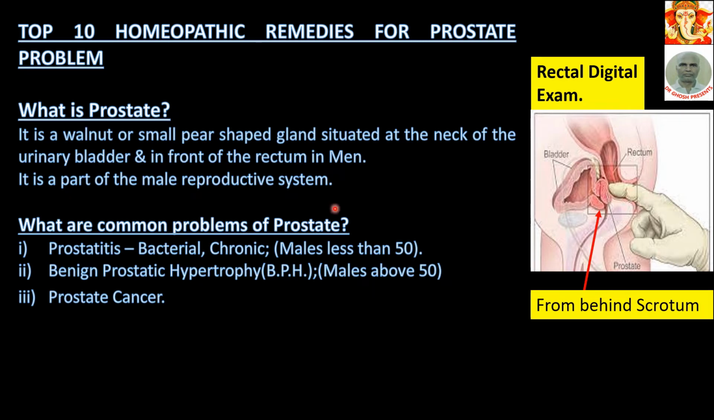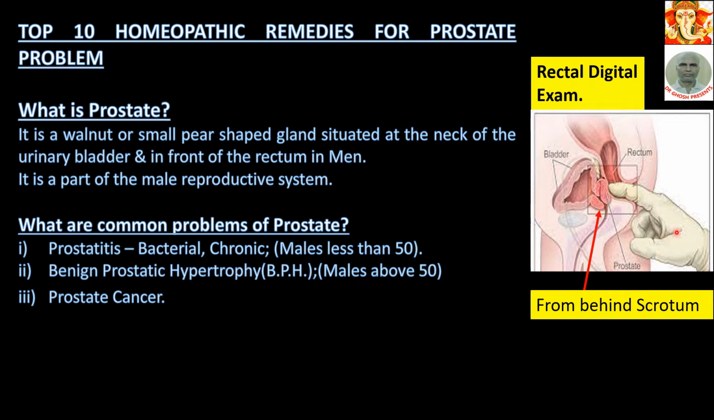Now look at the picture on the right side. This is a picture where a surgeon is palpating the prostate gland with the help of a finger. This is called rectal digital examination. This is bladder. Now at the neck of the bladder, this walnut shaped gland, that is prostate, is situated.